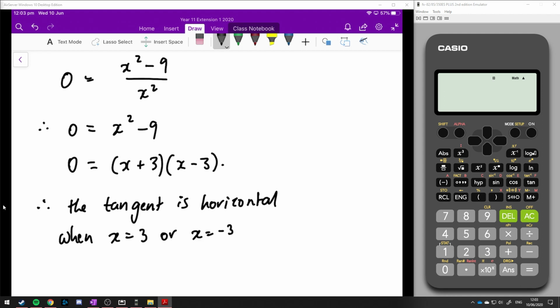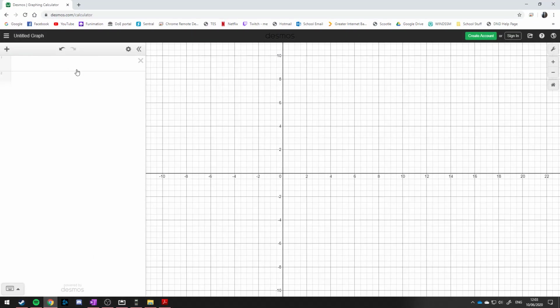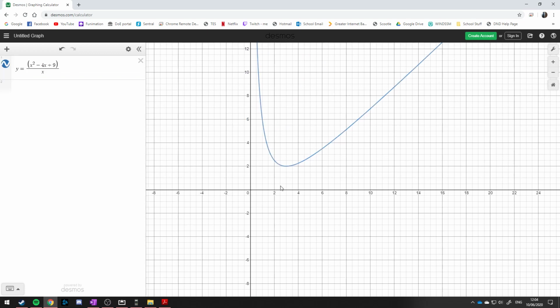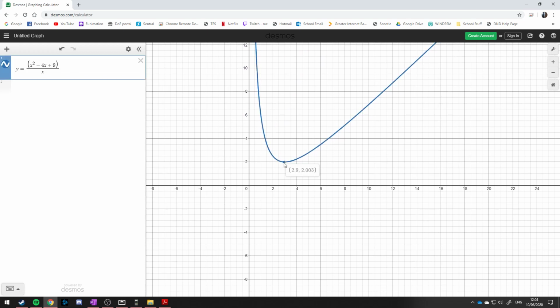And what we can do is have a look at the graph of that to double check. So we've got y is equal to, and we're going to put the original function in. So it's going to be x squared minus 4x plus 9, and that's going to be all over x. And so as you can see, where we've got x is equal to 3 here, we've got our first horizontal tangent at y is equal to 2. So if I put that in, y is equal to 2, there it is there.